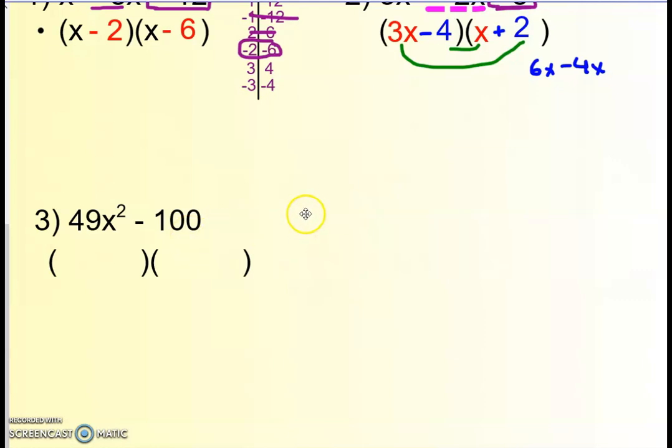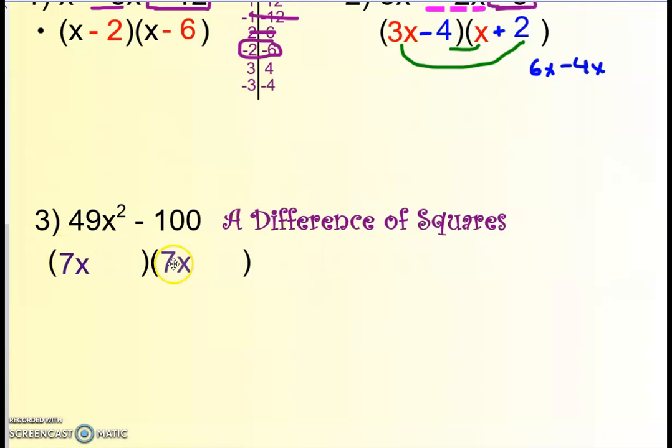Well, welcome back. Did you remember we call this a difference of squares? 49x squared, that's a perfect square. 100, that's a perfect square. That's the square part. And it's subtraction. That's the difference part. What number times itself is 49x squared? 7x. What number times itself is 100?